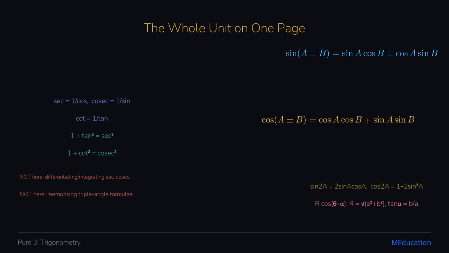And the boundary fence, so you do not over-revise. There is no need for the calculus of these functions here. Differentiating and integrating sec, cosec, and the rest belongs to the calculus units. And there are no triple angle formulae to learn. You build those when asked from double plus single. This page is the whole game.